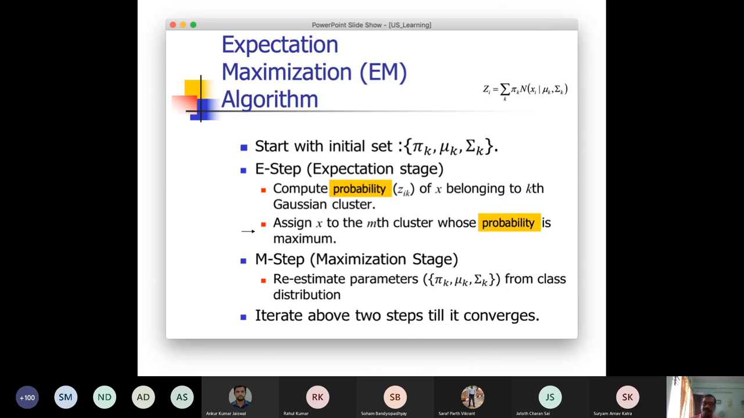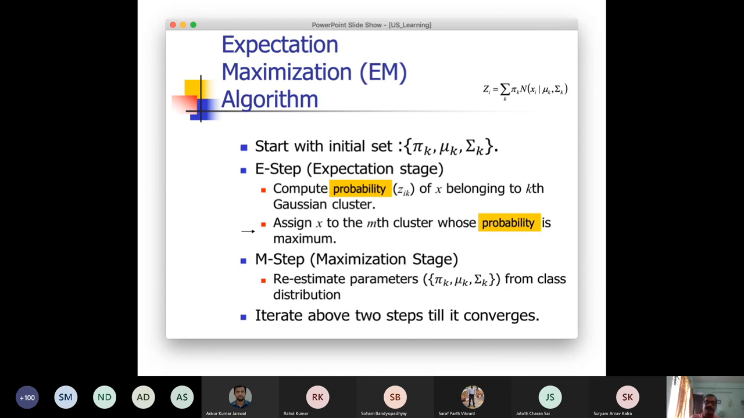So you should iterate it every time. You go on re-estimating these parameters with the new values. After computing, once again, you can compute the probability of each data point x belonging to the kth cluster. There you could have made a hard decision, but we are always reasoning with the probability. So let me explain this also.